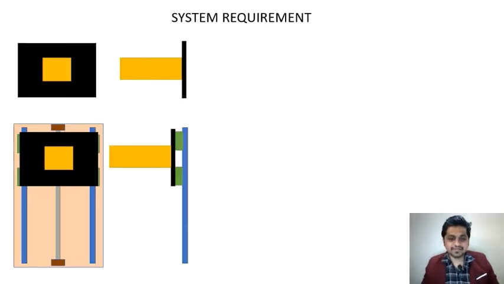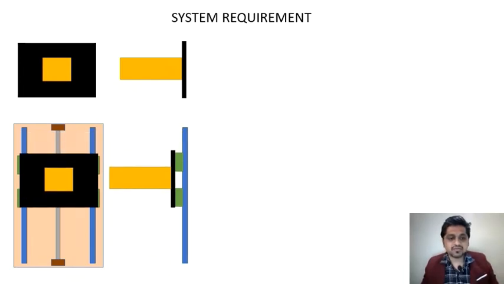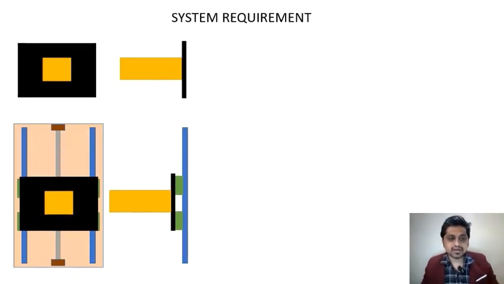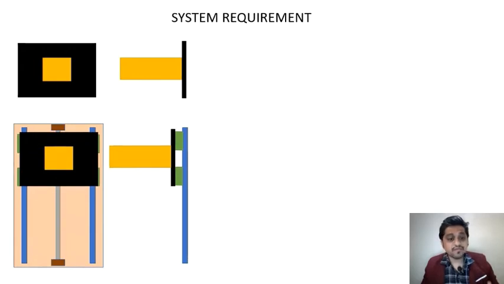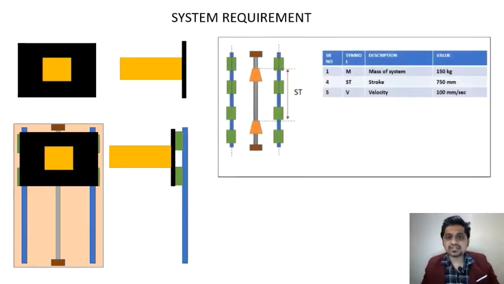So here we can see our system. This is our total system and it has a mass of m kg, and we want to move this total assembly up and down with the help of a ball screw. This total assembly is mounted on the LM blocks, and the ball screw is driven by an electric motor. So let's see what our system inputs are.